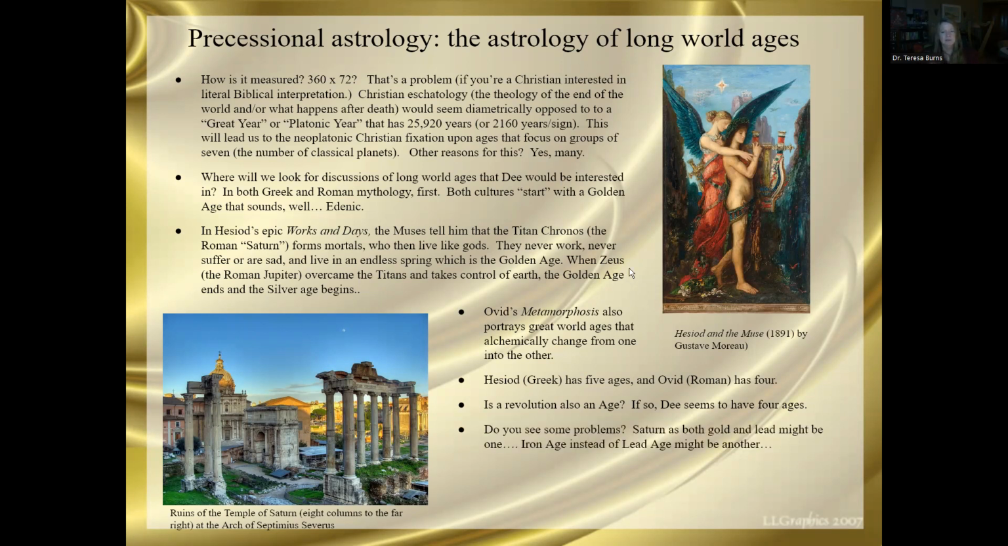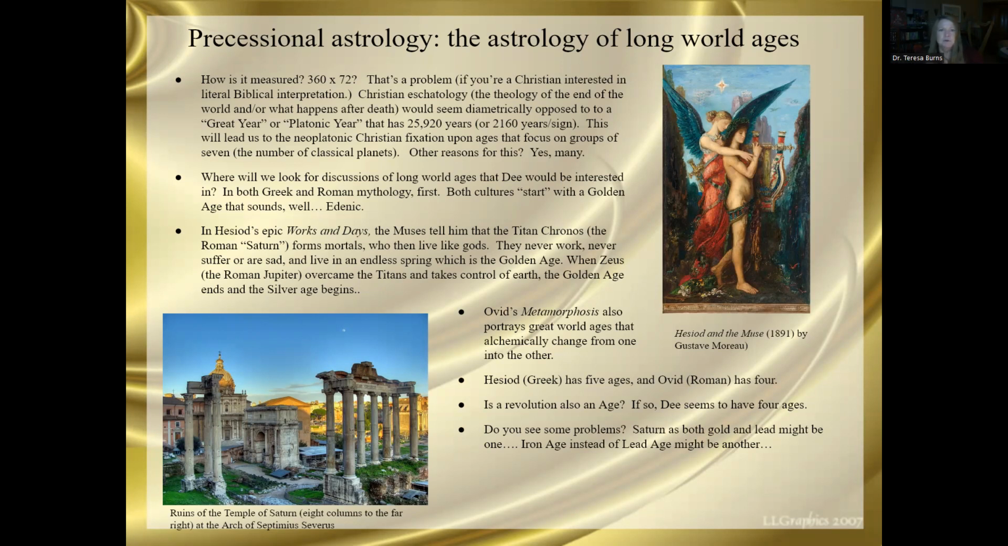I also mentioned that there are some problems. Saturn, as being associated with the Golden Age on one hand, and alchemically with lead, is a problem. Not only that, there is no age of lead. So we're not going to be able to equate these 4 Roman ages with these revolutions.